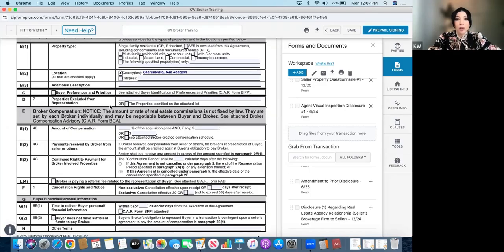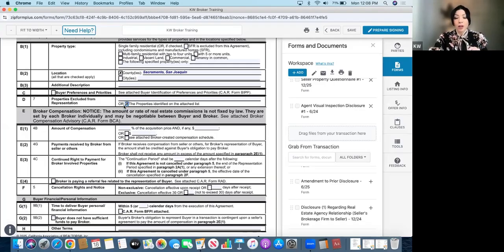Then, if there are any properties excluded from the representation. So maybe they were working with a different agent and that agent showed them a couple properties. Maybe they wrote an offer on a property and the offer didn't get accepted. And they said, you know what, they sent a cancellation to that previous agent, and now they want to work with you. Well, what they would need to do is exclude properties where there was another agent that would be the procuring cause of the sale. So if the property that they looked at with that other agent came back on the market, then we're going to have a compensation issue here because the other agent is potentially owed compensation.